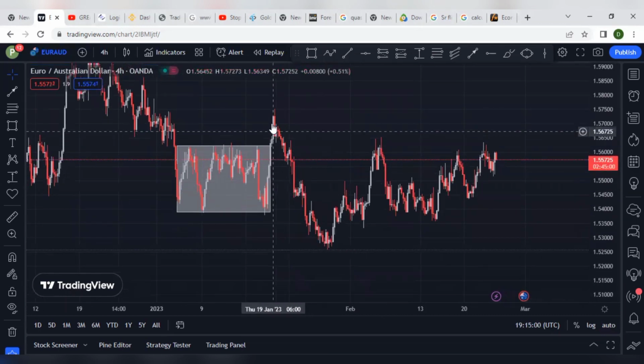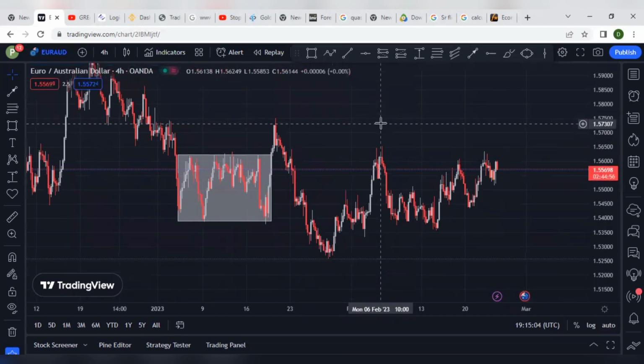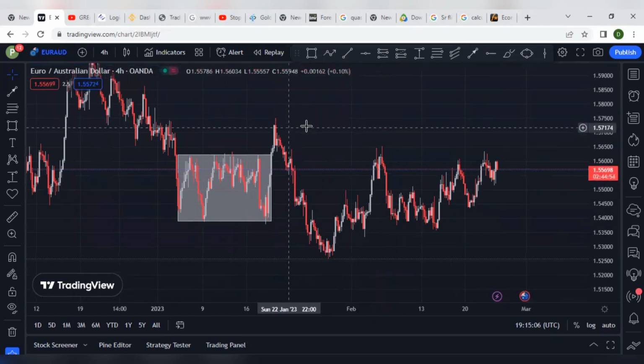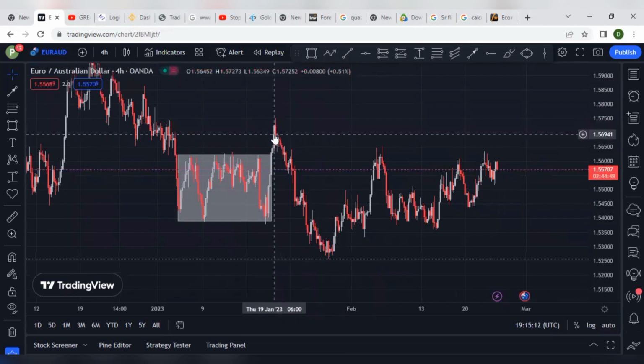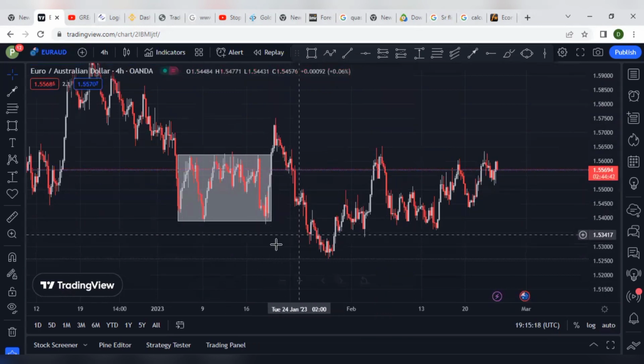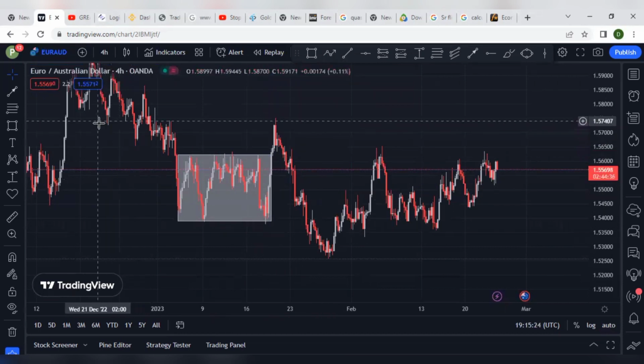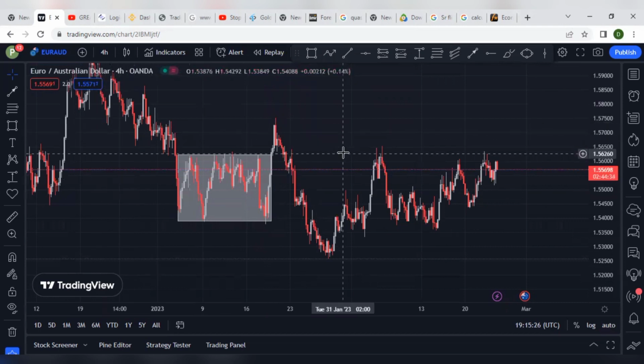Now this manipulation zone over here has become a supply zone for me. It has become a supply zone for me now, because this was the last high that was formed, or maybe the last bullish candle formed before this whole shift in structure. Shift in structure because we were able to break this high and then this low, exactly as I explained over there.